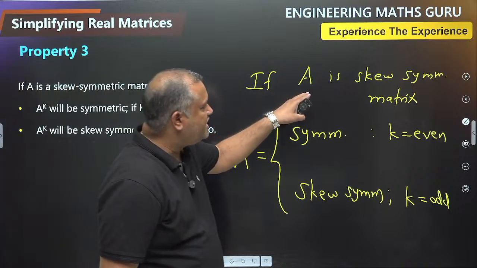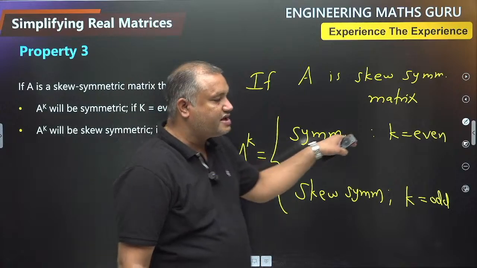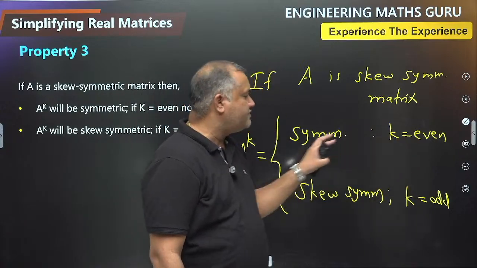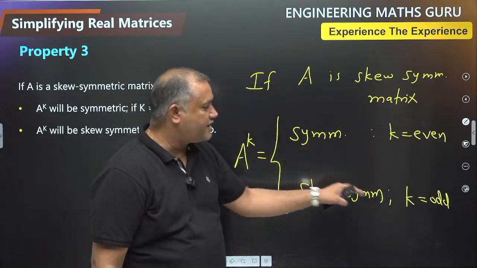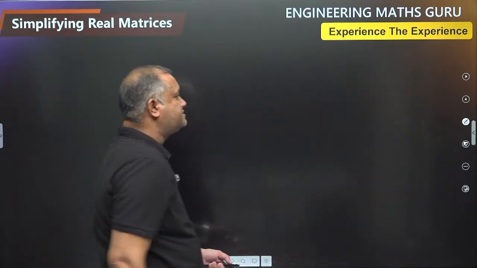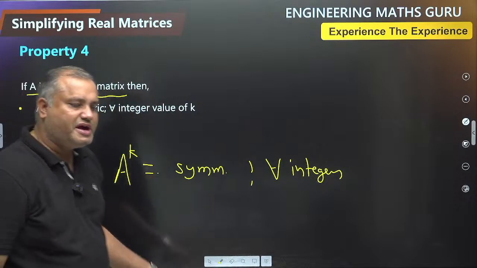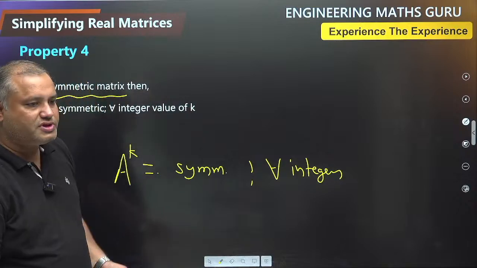If originally A is a skew symmetric matrix, then A raised to K depends on whether K is even or odd. If K is even, then the result is symmetric. If K is odd, then the result is skew symmetric. But if originally A is a symmetric matrix, then A raised to K will always be symmetric. All right. Let's move to the next.